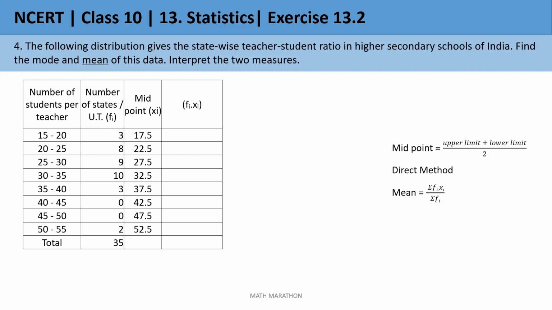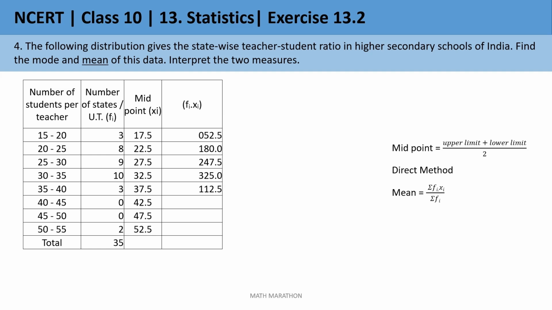105 divided by 2 is 52.5. Now, let us calculate FiXi. 3 multiplied by 17.5 is 52.5. 8 multiplied by 22.5 is 180. 9 multiplied by 27.5 is 247.5. 10 multiplied by 32.5 is 325.